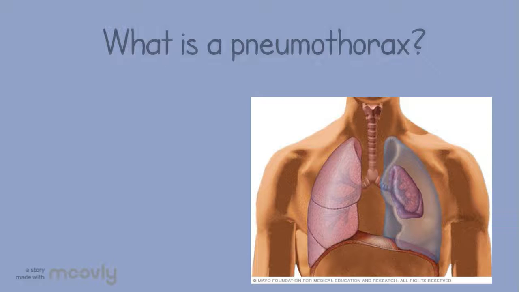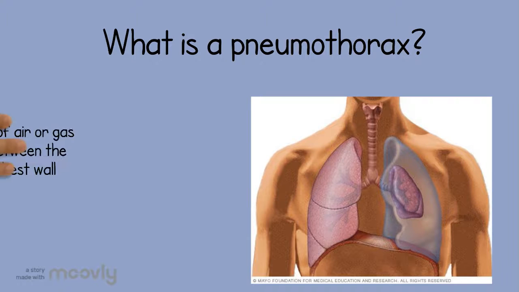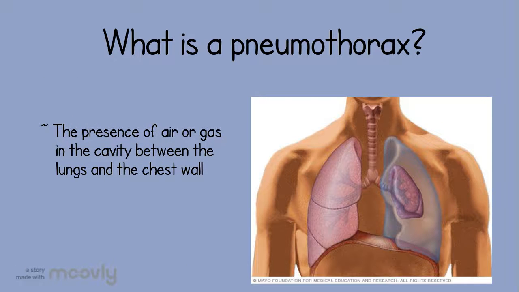Let's begin by discussing what exactly a pneumothorax is. A pneumothorax is the presence of air or gas in the pleural cavity between the lungs and the chest wall. When this occurs, it causes the lung to collapse. In the picture below, you will see an example of a fully inflated lung and a collapsed lung.